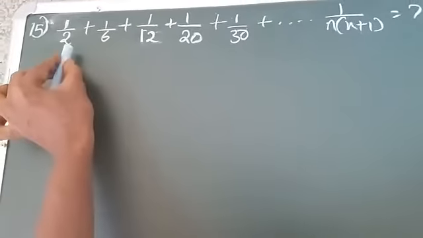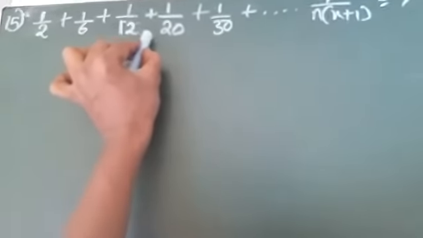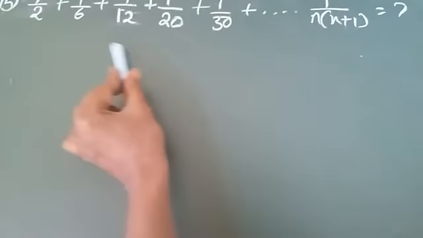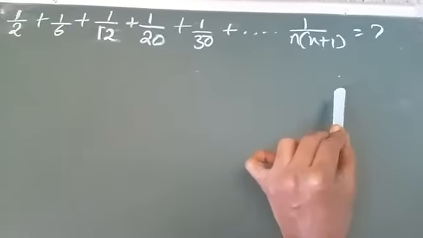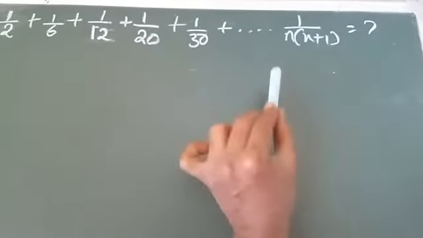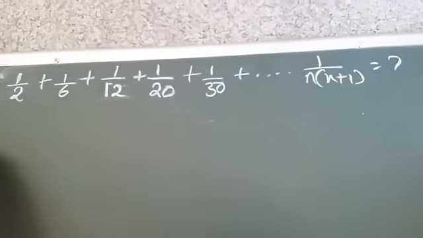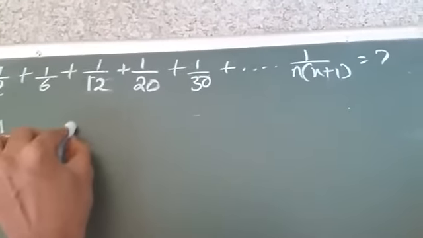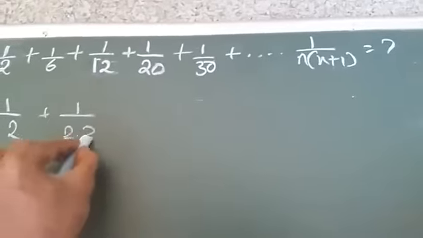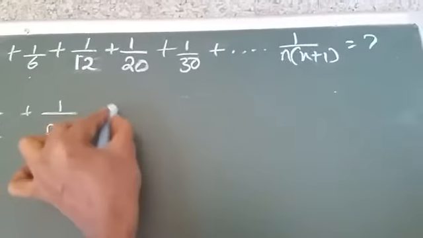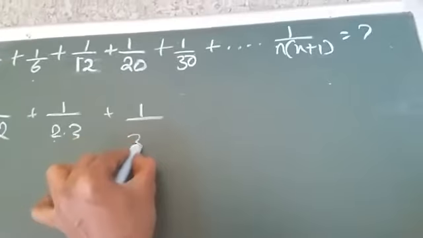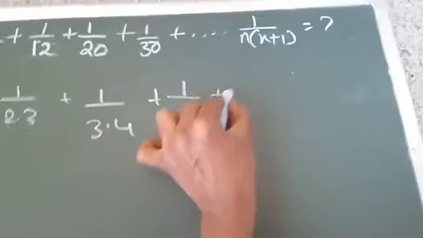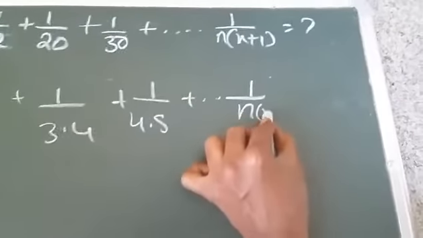See the next question. 1 by 2 plus 1 by 6 plus 1 by 12 plus and so on, 1 by n into n plus 1. When you add these terms, what will be the answer? That means you have to find the formula. See the question. 1 by 2, we can write it as 1 into 2. 1 by 6 as 2 into 3. 1 by 12 as 3 into 4. 1 by 20 as 4 into 5. And so on, n into n plus 1.